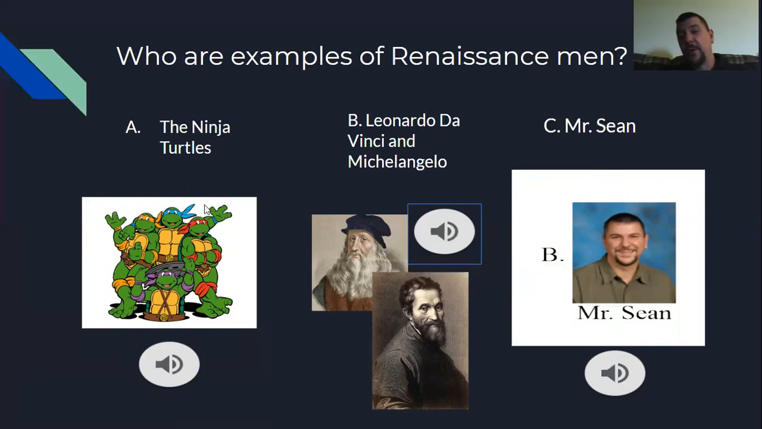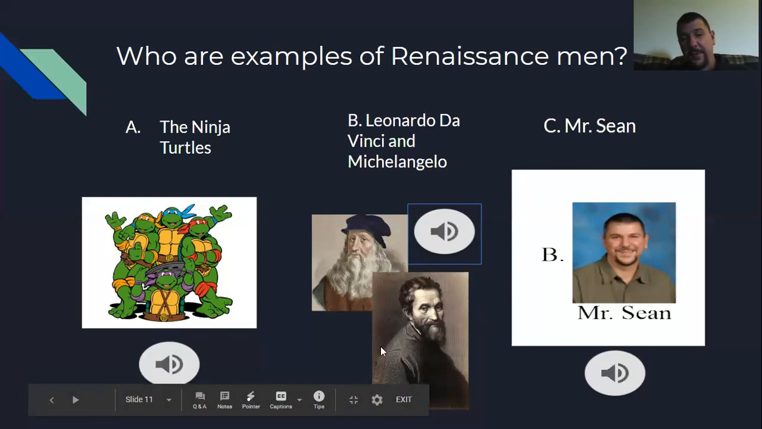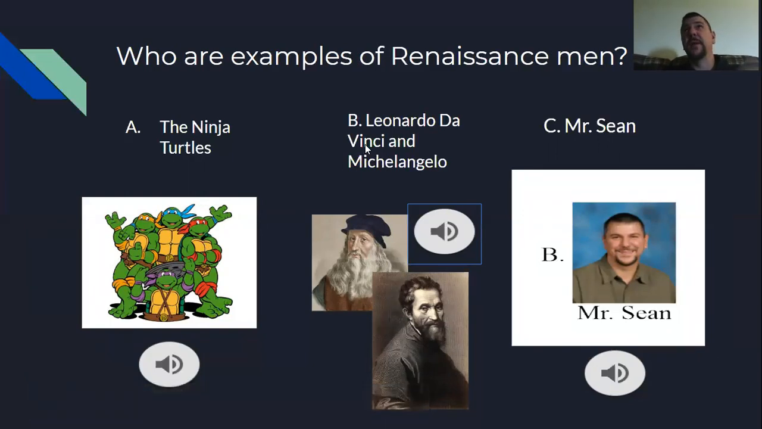The Ninja Turtles were named after these guys. You had Leonardo here. He's named after him. You had Michelangelo. He's named after him. And you had Raphael. He was also a Renaissance man during the Renaissance era. And Donatello was too. So all these are examples of Renaissance men, not the Ninja Turtles, but Leonardo da Vinci and Michelangelo.